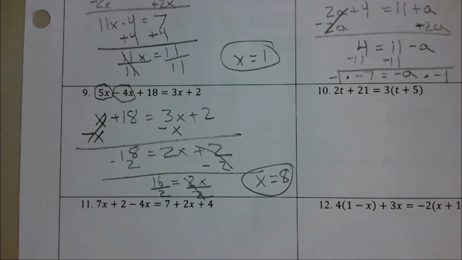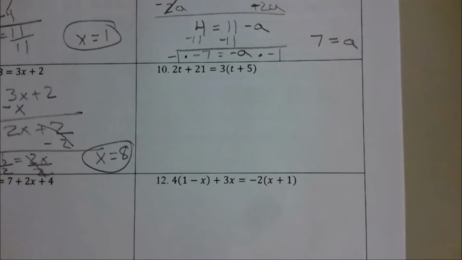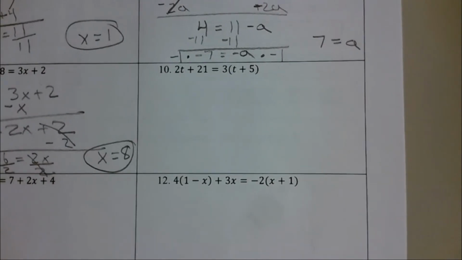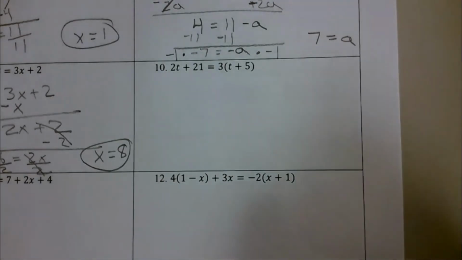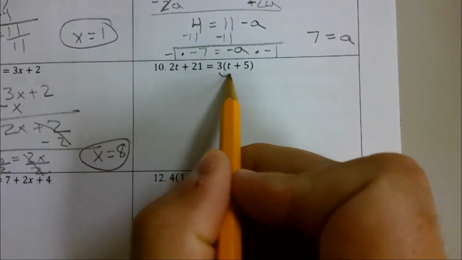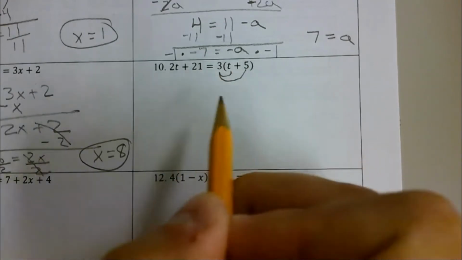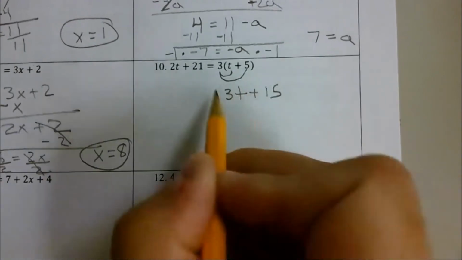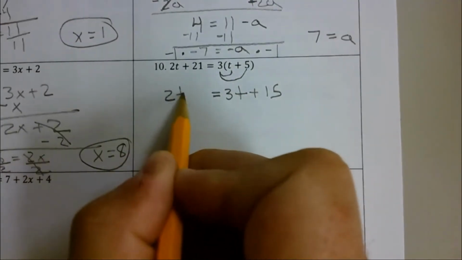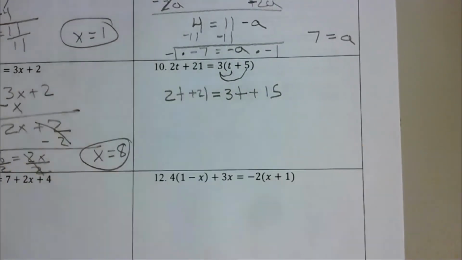And then our last one for today. Oh, sorry. I got you too excited there. We're actually going to go through 12. So, not our last one. Sorry, guys. So, first we're going to distribute 3 to t and 5. We get 3t plus 15. And on the other side we have 2t plus 21.